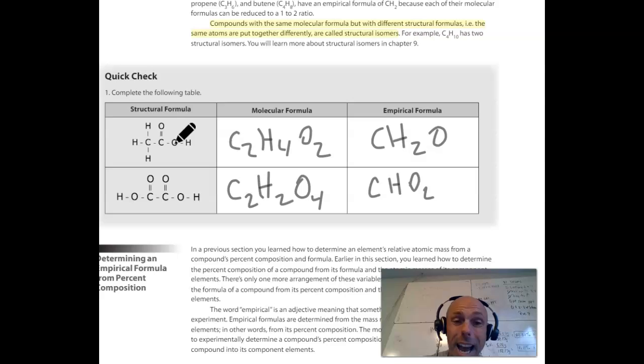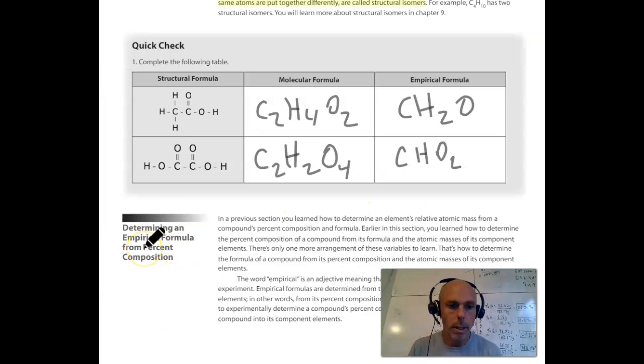So all I did is count atoms: 2 carbons, 4 hydrogens, and 2 oxygens. And what I didn't mention, but I will now, is that in organic chemistry, carbons tend to be listed first in the formula, followed by hydrogens, followed by oxygens. But there's some exceptions to that. If we reduce those into the simplest ratio, divide them all by 2, we get CH2O for the empirical formula. And for this molecule down here, 2 carbons, 2 hydrogens, and 4 oxygens, when reduced, that's CHO2.